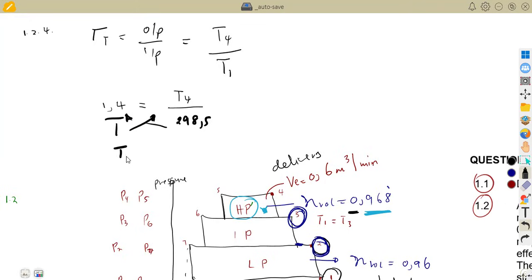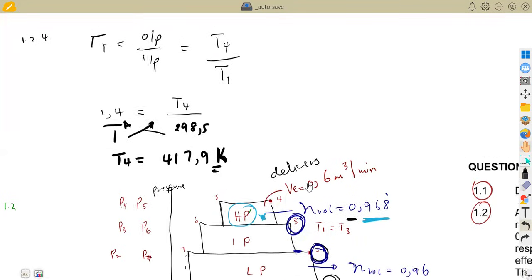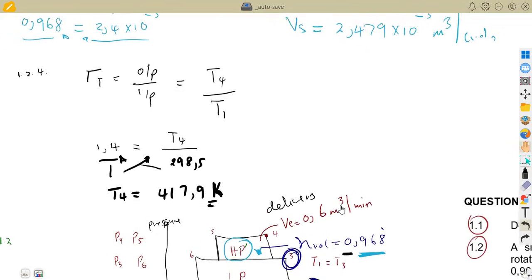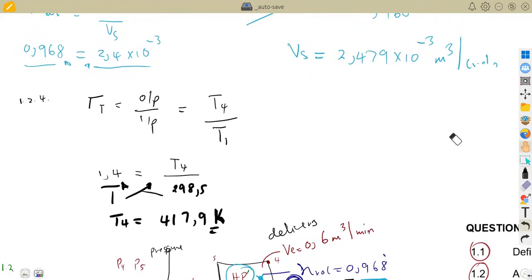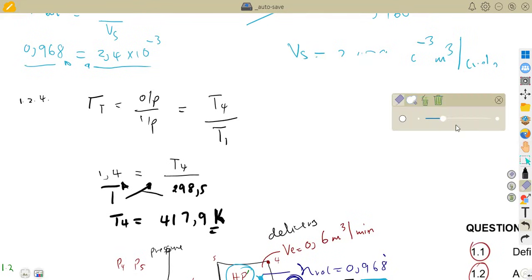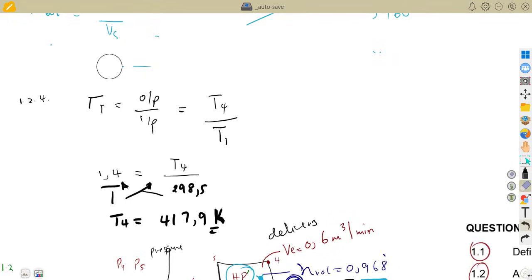1.4 times T4, that's T4 is equal to 1.4 times this value, which will be 417.9 kelvins, because this is temperature. All right, but I said also previously that these compressors, we can also take advantage of our gas laws. Remember from our applications of our gas laws that we have got this formula. I used that formula previously.